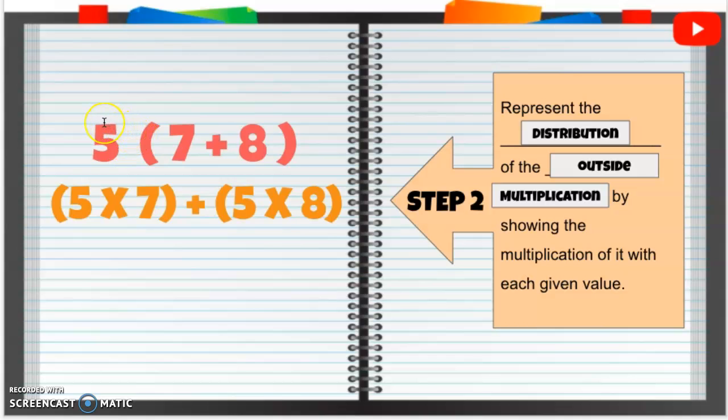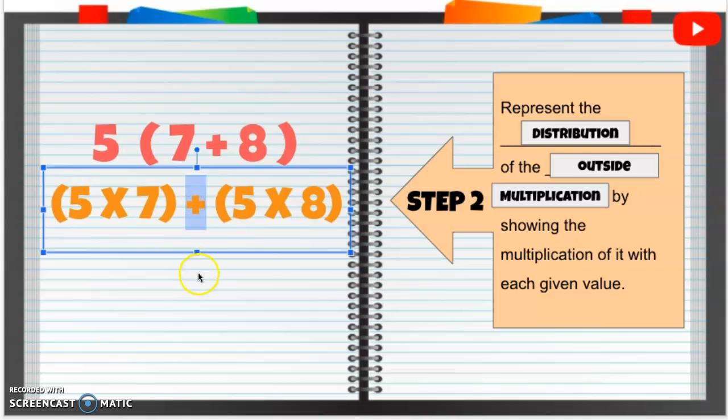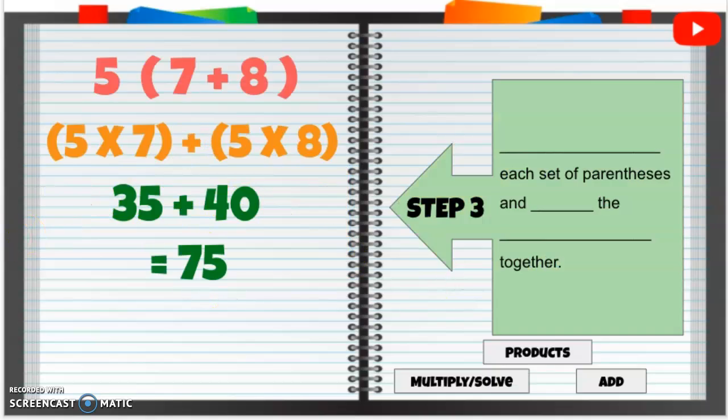So it's as simple as that. We're going to use our distributive property. So we have 5 times 7 plus 5 times 8. And this addition symbol here stays addition. If it was subtraction, it would stay subtraction. All right, let's go to this next one.